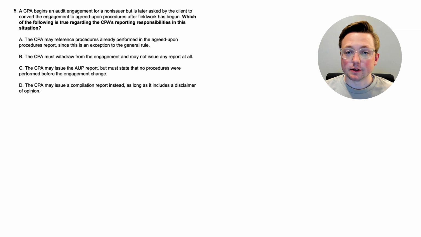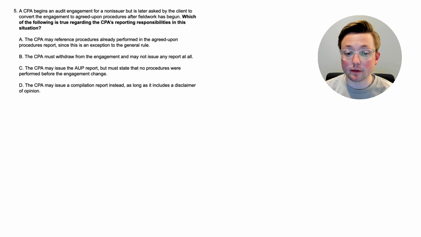All right, here we are at question 5, and again, just practicing this, let's read the last sentence first. Which of the following is true regarding the CPA's reporting responsibilities in this situation? Let's go up to the top. A CPA begins an audit engagement for a non-issuer, but is later asked by the client to convert the engagement to agreed upon procedures after field work has begun. Which of the following is true regarding the CPA's reporting responsibilities in this situation? So they're wanting to change from a normal engagement to an agreed upon procedures. So what's going to happen? Let's go through the options.